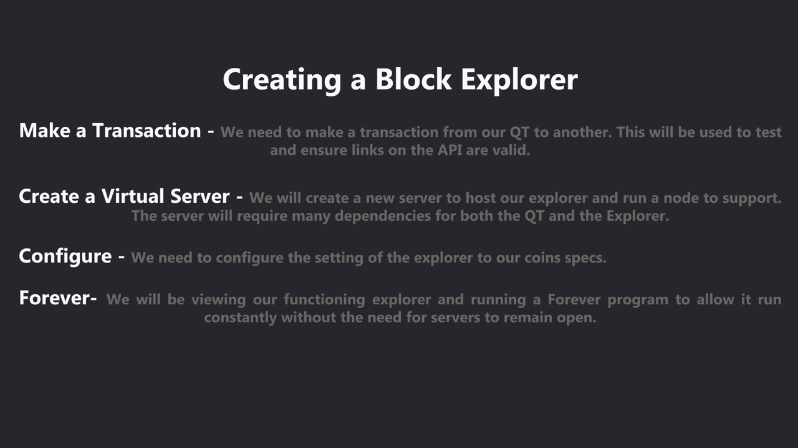Next, we will be creating a virtual server. Just like before, we will create a $5 server on Ubuntu 16.04. And we need to install the dependencies to be able to run the wallet. We will also be adding a whole bunch of dependencies for the Explorer setup. So many in fact, that this will be pretty much a copy and paste tutorial. The commands to paste will be found in the document called Block Explorer Pastebin.